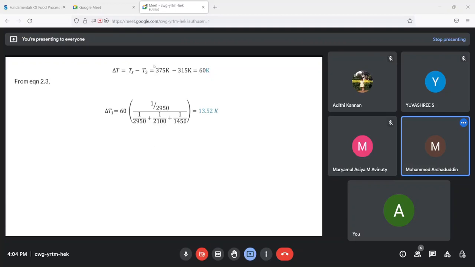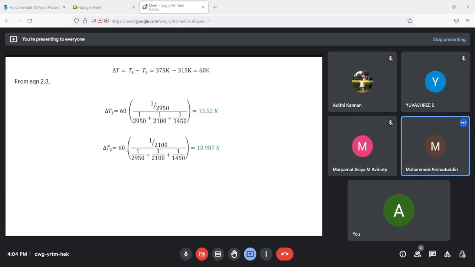So now we are substituting back delta T in the equation. Delta T1 is equal to 60 into 1 by U1 divided by 1 by U1 plus 1 by U2 plus 1 by U3. These are the values that are given in the question. So from this equation, you can calculate delta T1. Is this clear? Yes, ma'am.